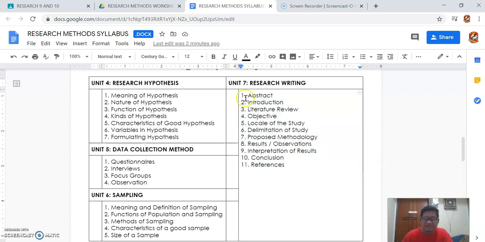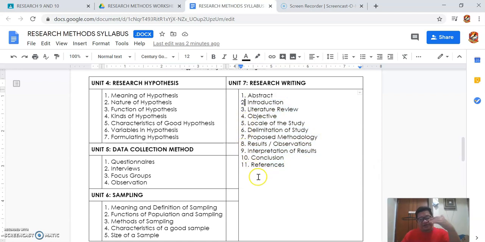In your final research, you have the abstract, introduction, review of related literature, the objectives or aim, the locale of the study, the limitation of the study, proposed methodology or methods, the results and observations of your study, how you will interpret the results, and what conclusion you could draw from the results of your study, and of course the references that you're going to use.